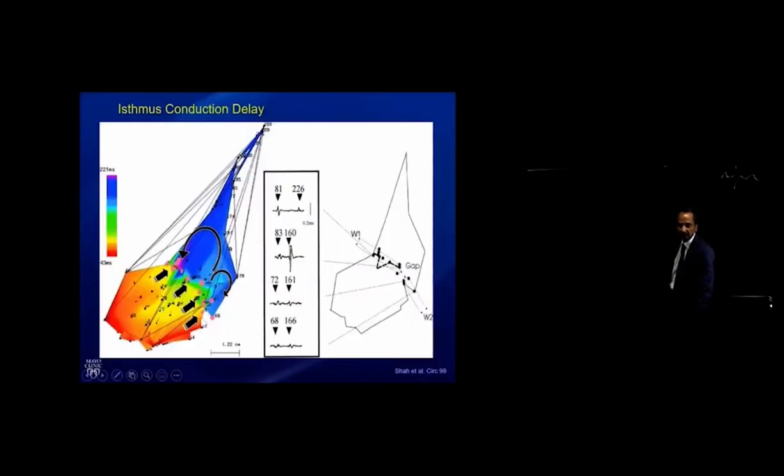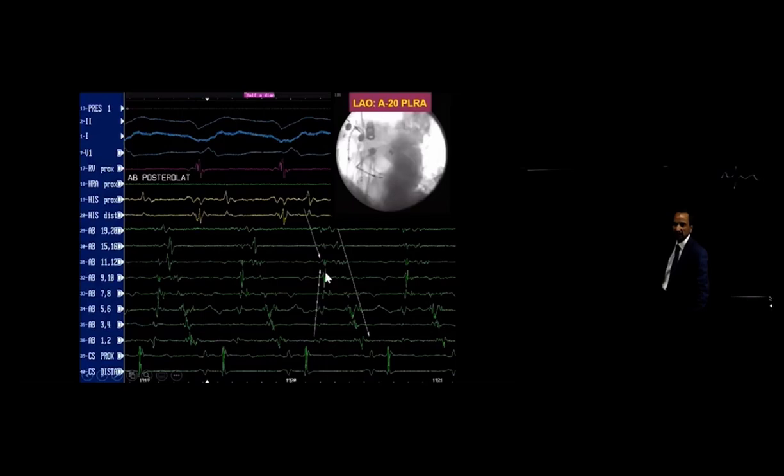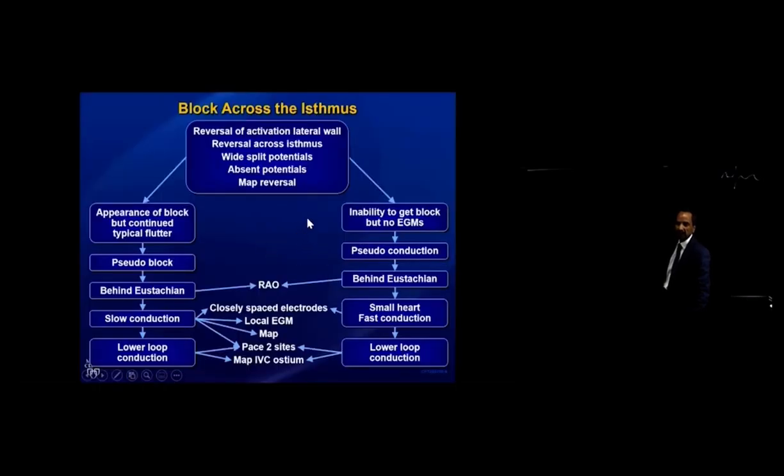We discussed this last week, but it's very important to remember the technique: wherever the flutter line is done, we can check for block anywhere, as long as we can pace on one side and map on the other side. Dense points of mapping should show complete reversal. If it doesn't, and there's even a slight activation going through, that suggests we only have slow conduction and not complete block. So, just a quick recap.